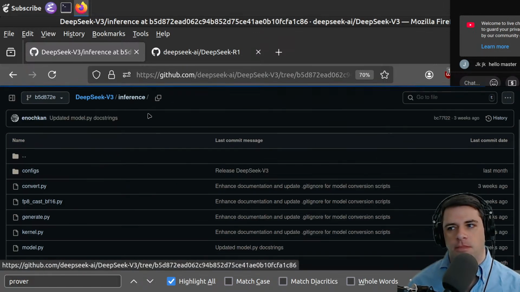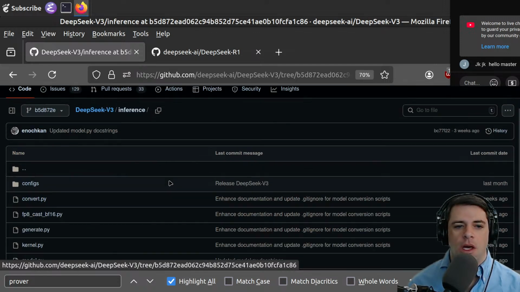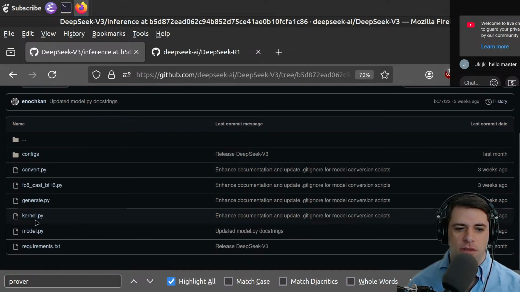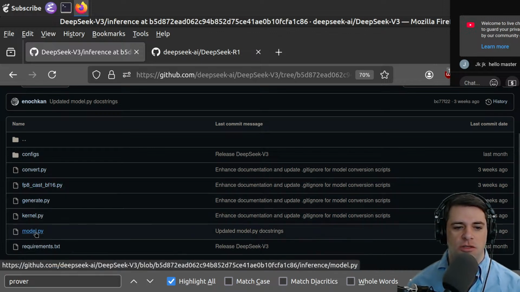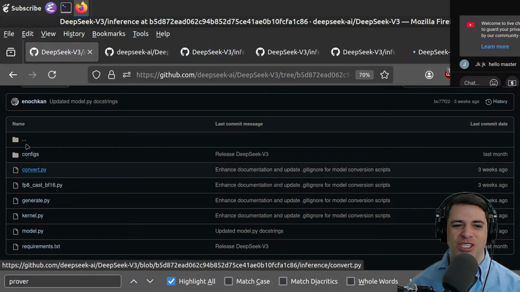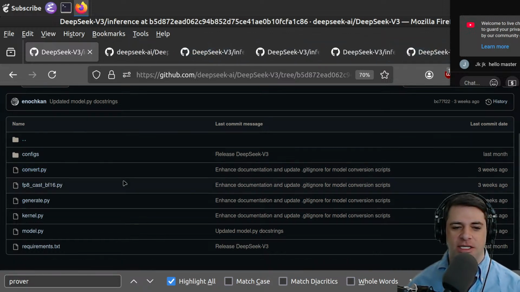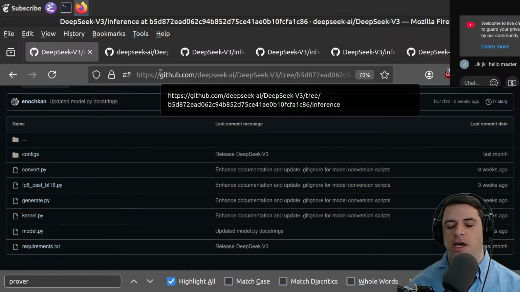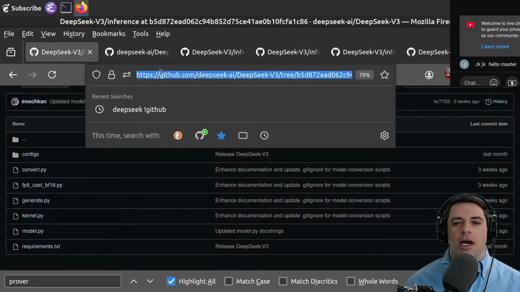which there wasn't. Okay, so we have this inference folder. We have the kernel of the model, generate, and some other stuff. And requirements.txt, that's not anything to do with the requirements of the project in the sense of design requirements. That's the Python dependencies.